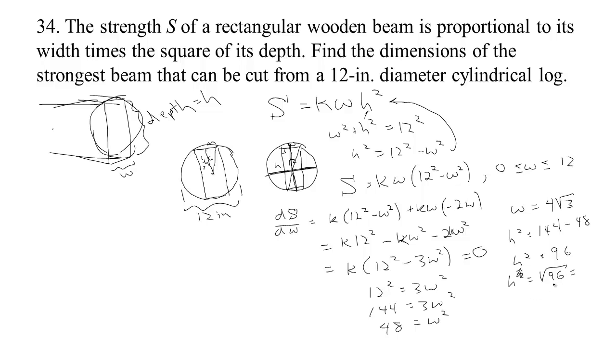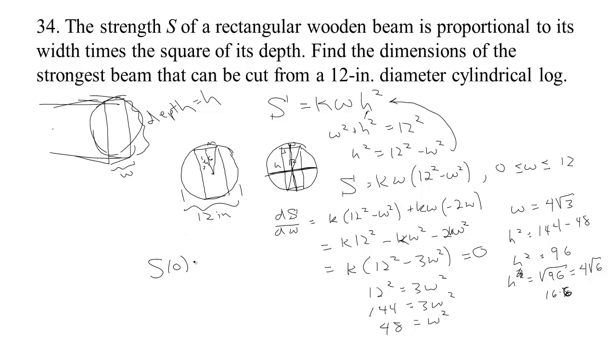And let's see, 96 is 16 times. Oh no, it's not. 96 is 16 times 6. So this would be 4 root 6 for the height. Okay, if we square those up, do we get 6 times 16 would be 96, plus 48. Yep, I think we're good. Okay, so we've found those dimensions. Oh, I didn't check to see, but we had our endpoints.